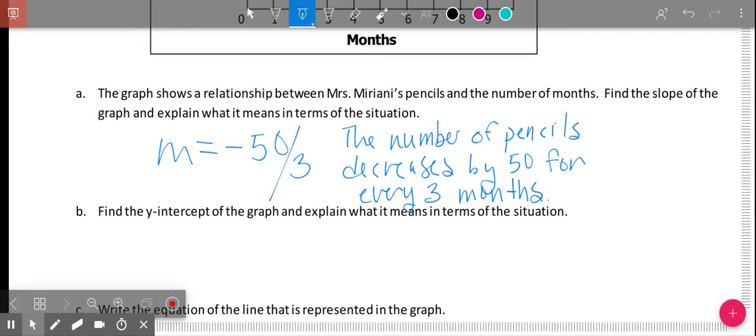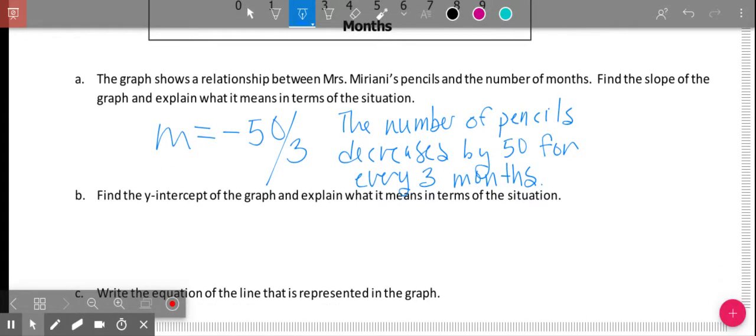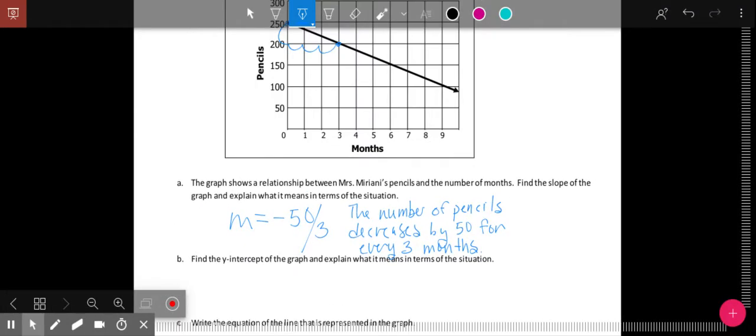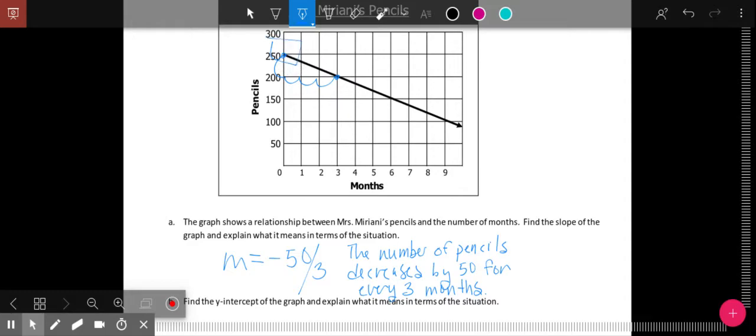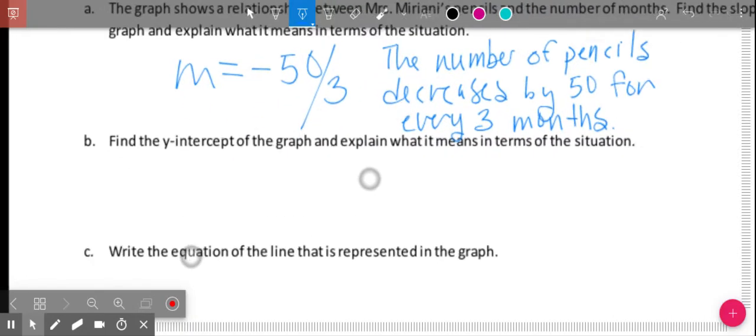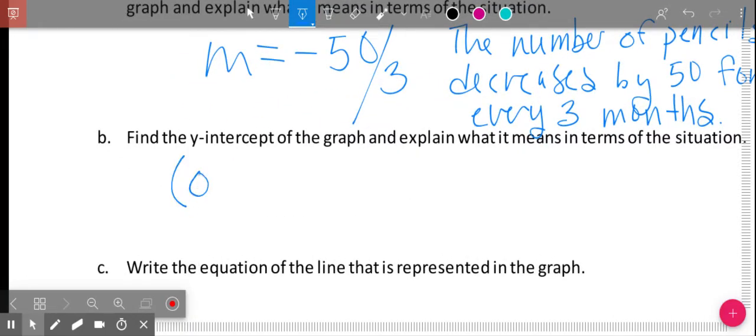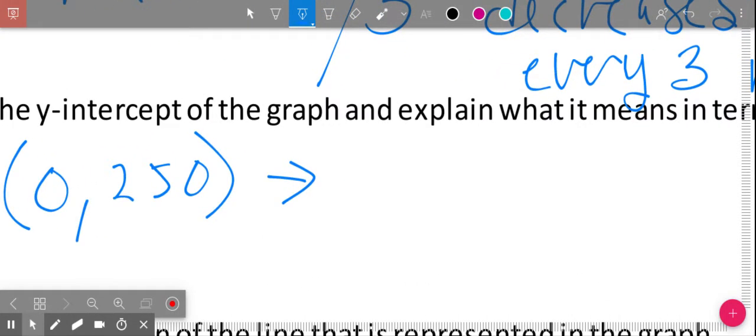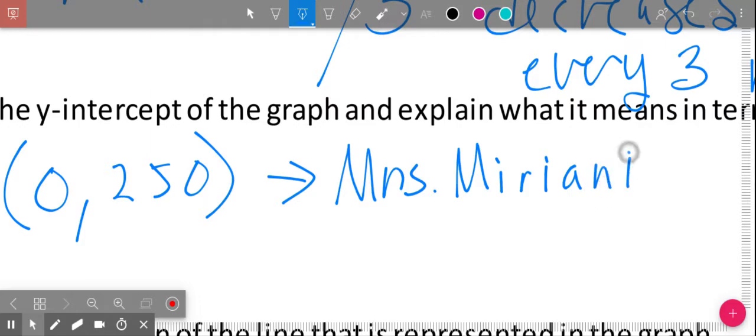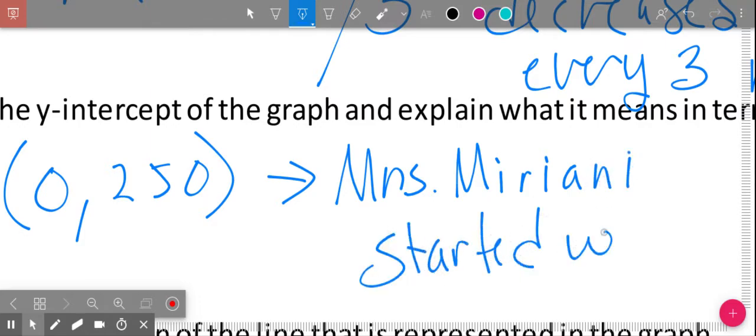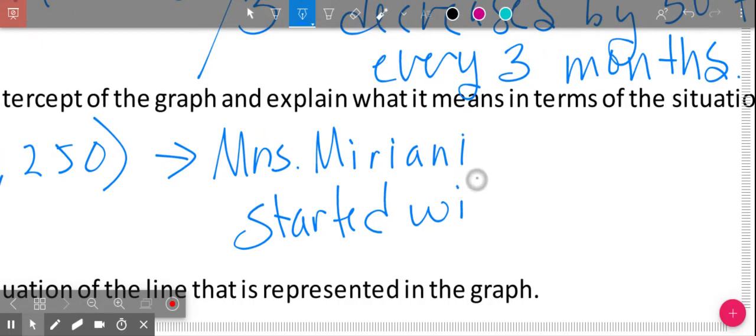The next one says find the y-intercept of the graph and explain what it means. If you look at this graph, it clearly starts at 250. So my y-intercept, you need to write as the point (0, 250). That just means I started with 250 pencils. So Mrs. Mariani started with 250 pencils.